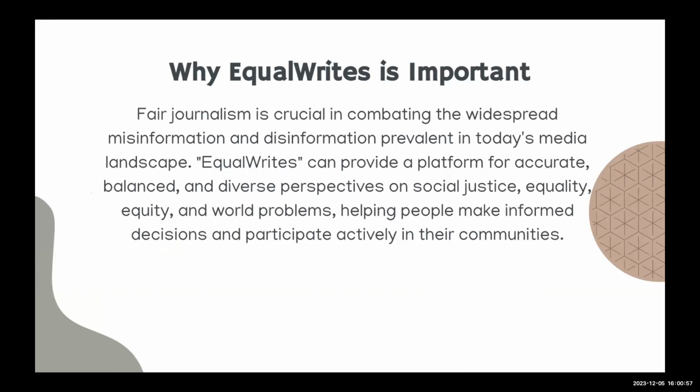Even if we look at today's landscape, I feel like a lot of people have started to shift away from mainstream news, such as CNN, Fox, MSNBC, and the British Broadcasting as well. So, providing an open source platform for accurate, balanced, and diverse perspectives, specifically on social justice, equality, equity, and world problems, would help people make informed decisions on how they participate within their communities and who they support.